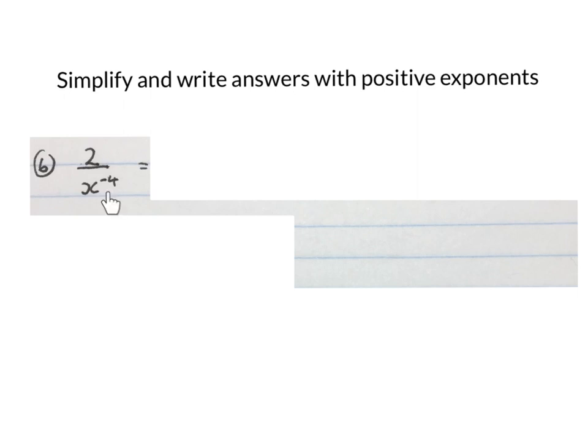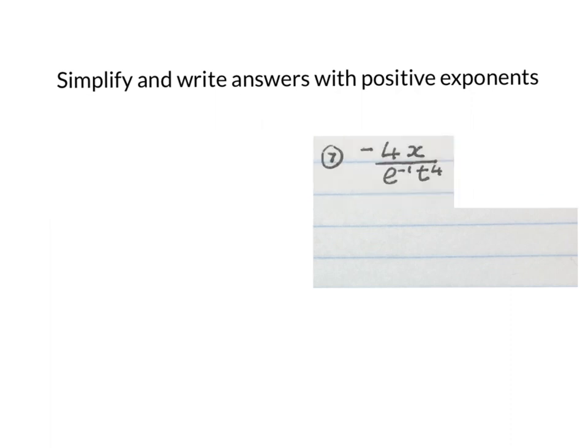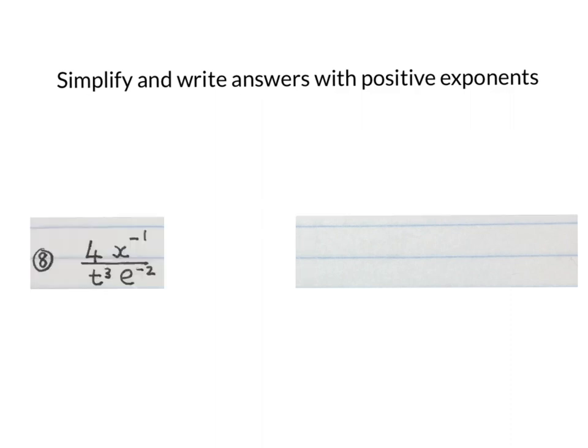Let's look at simplifying this one. You bring this whole power up, becomes x to the power of positive 4 at the top. Final answer: 2x to the power of 4. Let's simplify this one. Only the e has a negative exponent, so we bring it up to the top. So it becomes e to the power of 1 up here, and the rest stay where they were.